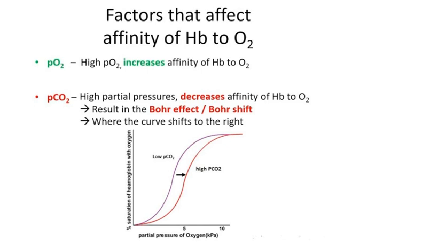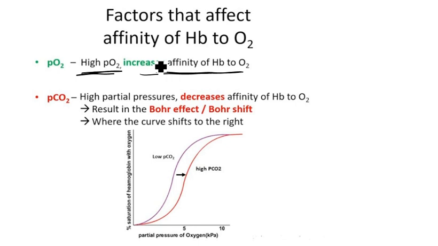So let's move on to what we call the Bohr effect or Bohr shift. This Bohr effect was discovered by a scientist whose name is Bohr, so they gave it his name. Now, the factors that affect the affinity of hemoglobin to O2. PO2, that is the oxygen pressure, when it is high, it increases the affinity of hemoglobin to O2. That's what I said before.